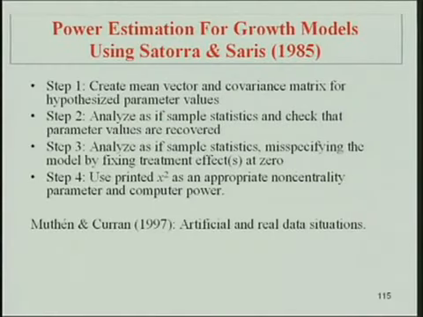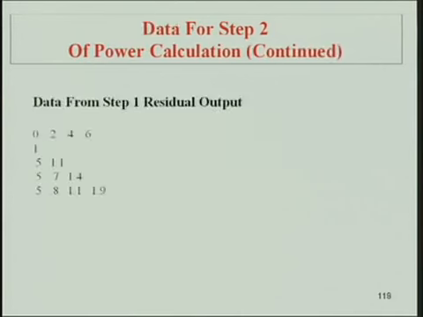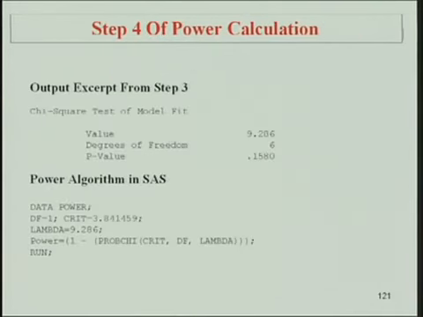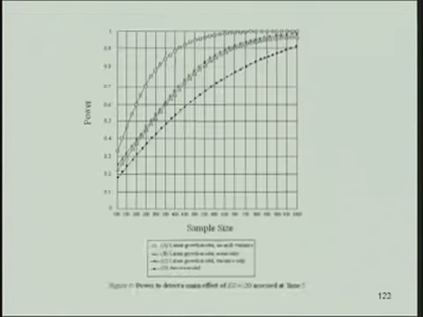Again, it is discussed in the Muthen and Curran Psychological Methods article, and the input is given in utter detail here, using a little power algorithm in SAS at the end. So these pages will help you in doing it if you're interested in it after reading Muthen and Curran.